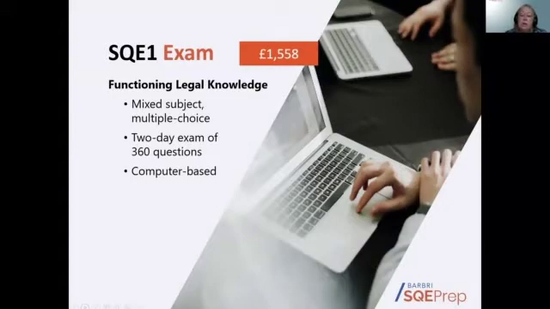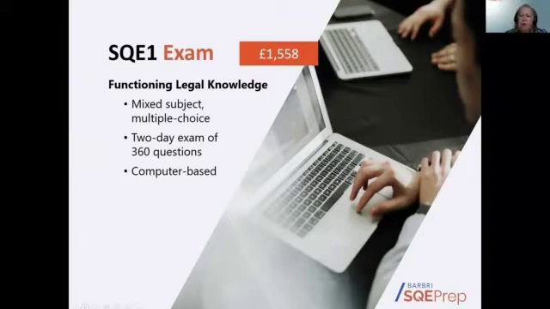The exams are done on a computer. You do get a countdown, so you know how much time you've actually got left on your screen, and you can go back and review questions before you submit the whole exam. But once you've submitted your exam, you can't then go back and review the questions, so you want to be very careful before you press submit at the very end of the exam.